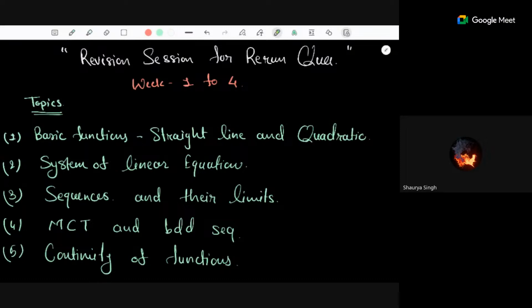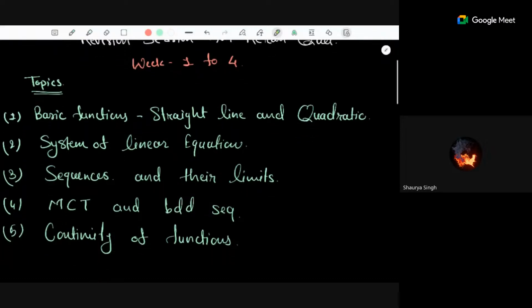And the last topic is continuity of a function. Continuity means limit plus continuity. First we'll understand what is the limit of a function. And if we know the limit, then continuity is nothing but that the limit should exist and its value should equal the value of the function. So this is an overview of today's lecture.